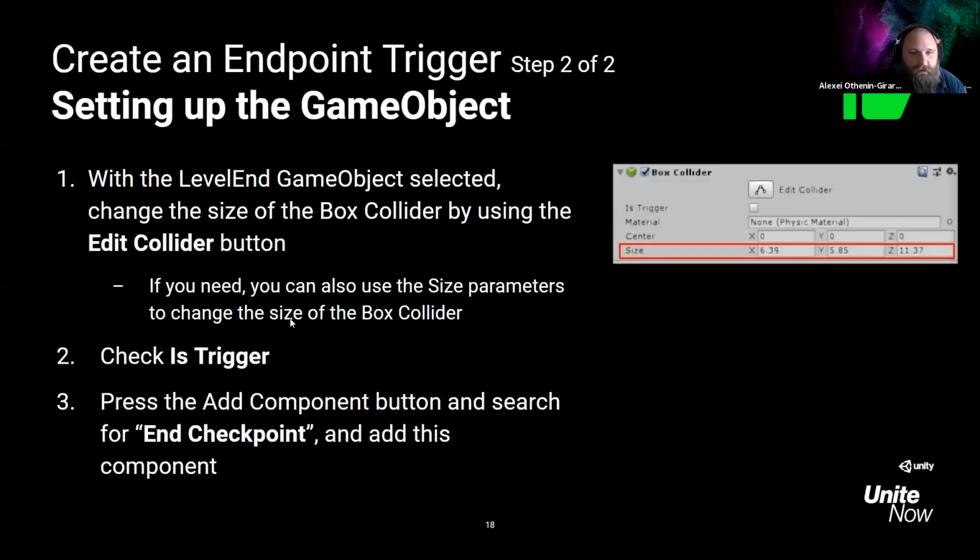So, oh no, we do want to add the is trigger. Okay, so go ahead and add that. Click on that is trigger button, and then do add the component end checkpoint. And I can show you guys what that looks like. I thought this was 2 steps, but it's 1.